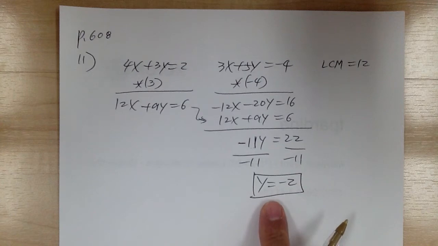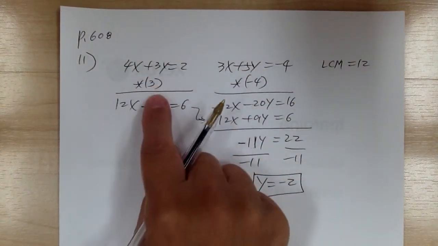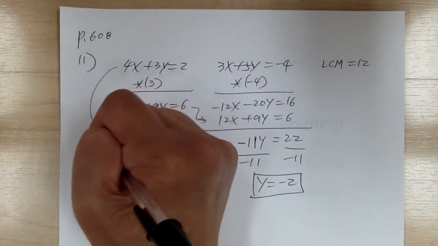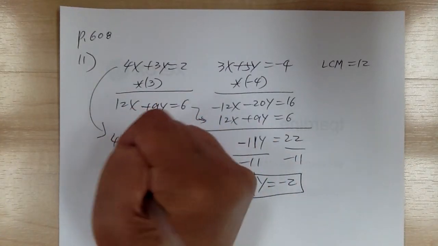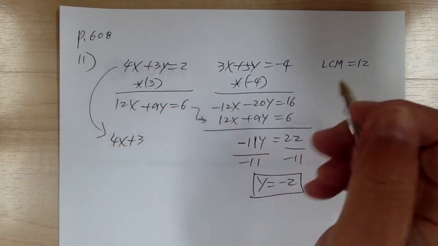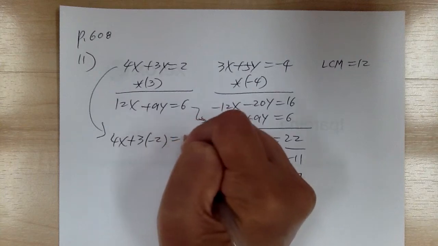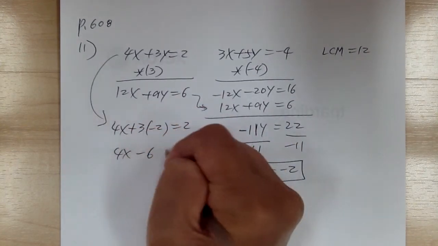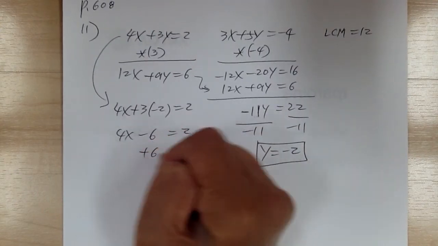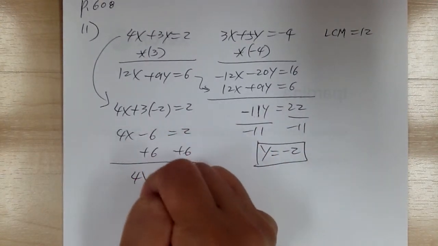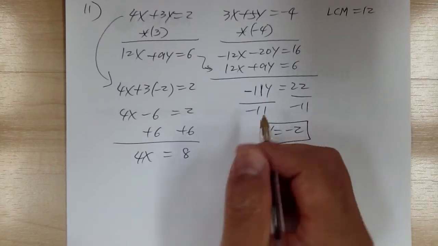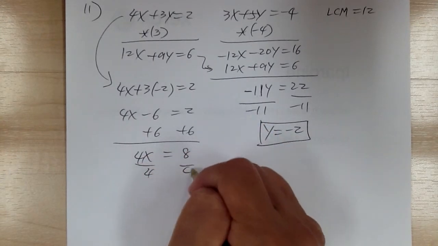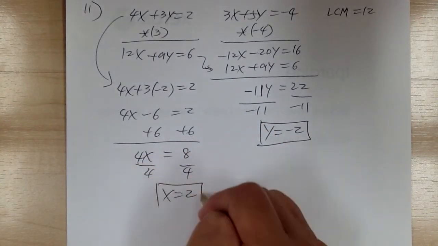So once you find y equal to negative 2, you can go back to any one of the equations. So I'm going to use this one here. So I got 4x plus 3 times y equal to 2. So you got 4x minus 6 equal to 2. So plus 6 on both sides. So 4x equal to 8. Divide by 4, divide by 4. So x equal to 2.